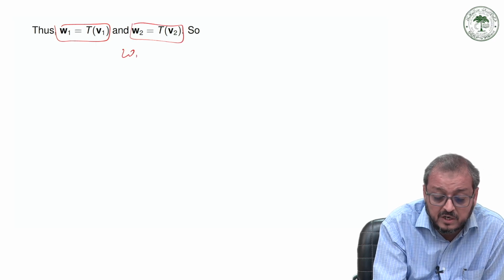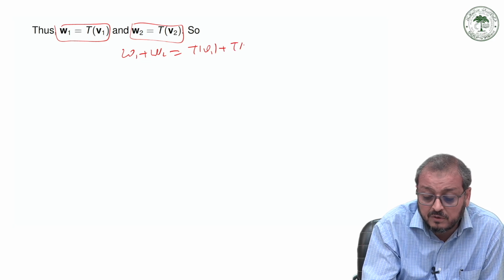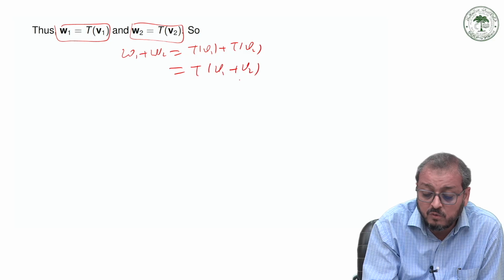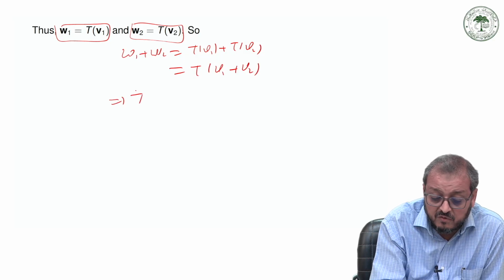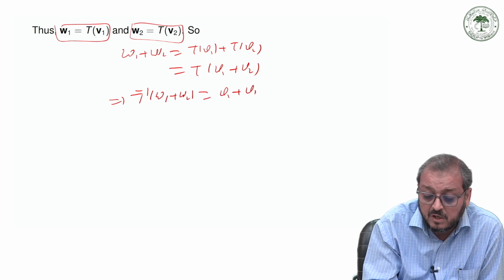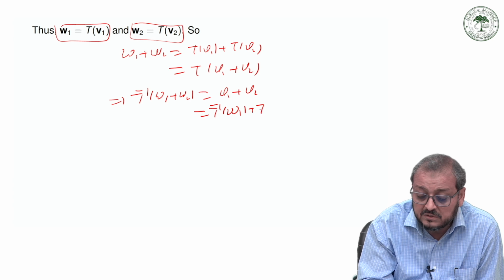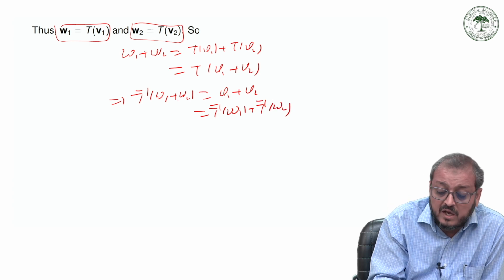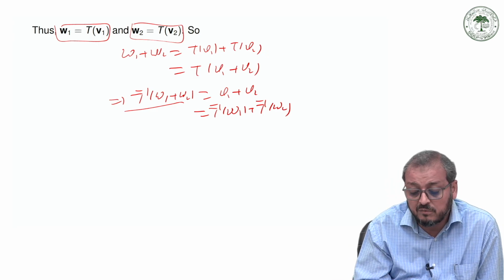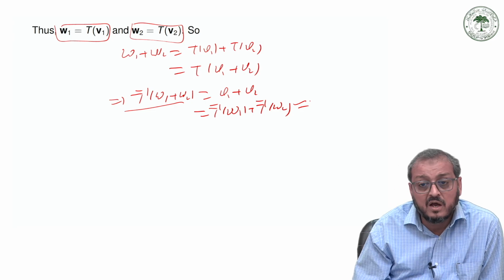Now we have to calculate w1 plus w2, which is equal to T of v1 plus T of v2, because T is given as linear. So that is T of v1 plus v2, and this implies that by the definition, T inverse of w1 plus w2 is equal to v1 plus v2, and v1 is equal to T inverse of w1 plus T inverse of w2. So clearly we can say that T inverse of w1 plus w2 is equal to T inverse of w1 plus T inverse of w2. So the additive condition is satisfied.